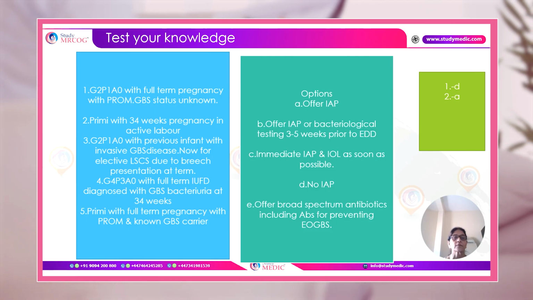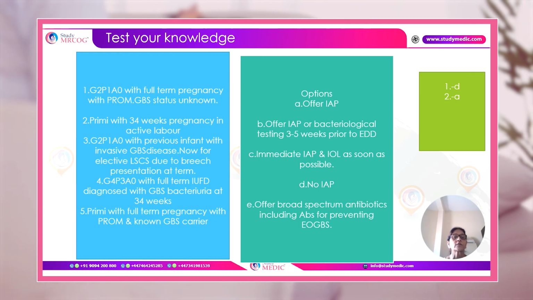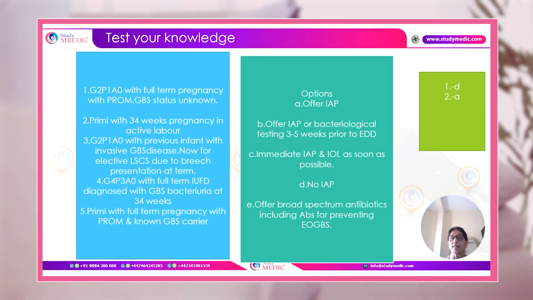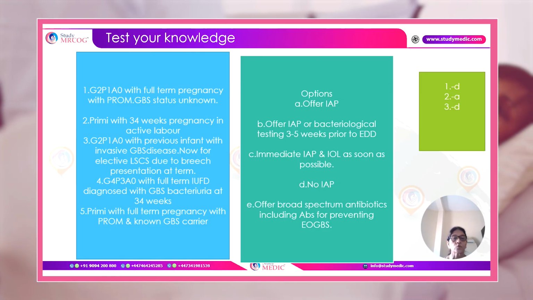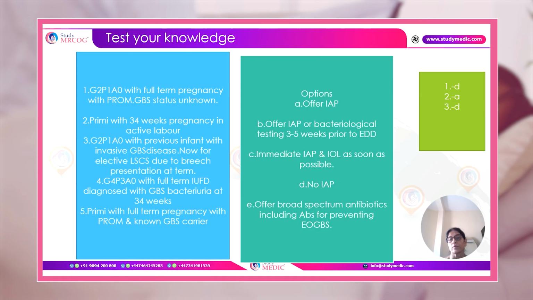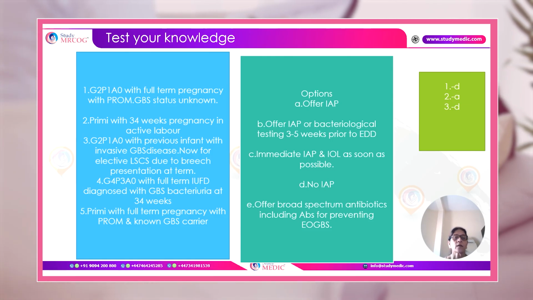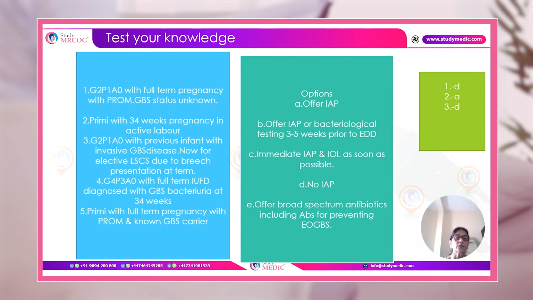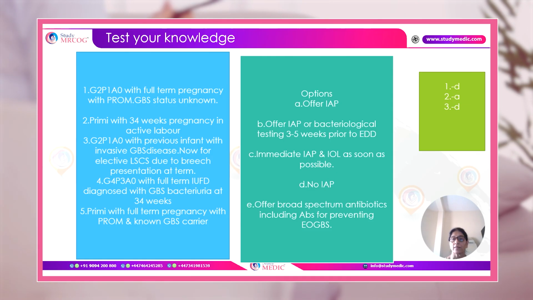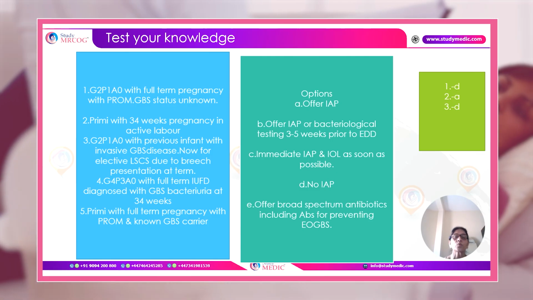A woman with a previous infant with invasive GBS disease. Now she is for elective CS. So membranes have not been ruptured because it is elective. For her also, no need to offer intrapartum antibiotic prophylaxis because she is for elective CS. A woman who has come with an intrauterine fetal death, she had bacteriuria at 34 weeks of pregnancy. Remember, the fetus is already dead, so there is no need to give intrapartum antibiotic prophylaxis.